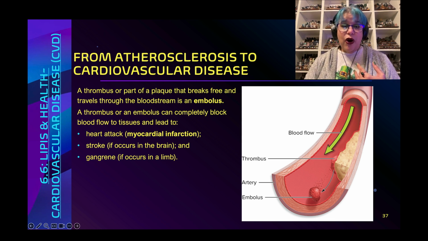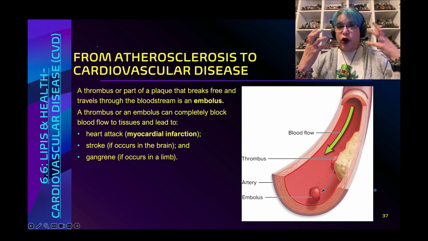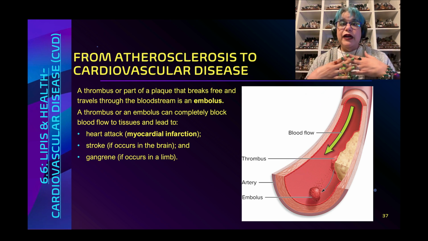When we talk about heart attacks or myocardial infarctions, that's when blood flow has been blocked from heart muscle. And when that happens, the muscle starts to die. A stroke is what happens when blood flow is stopped to the brain. Again, an embolus getting into any of the arteries that are feeding your brain tissue, and it blocks blood flow.